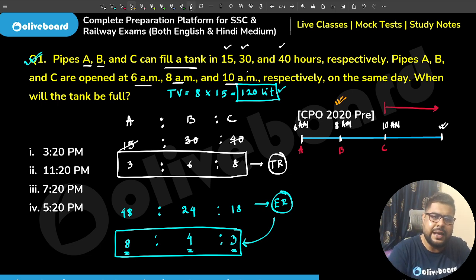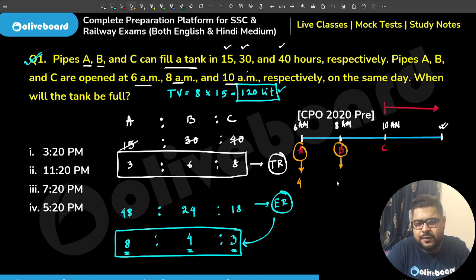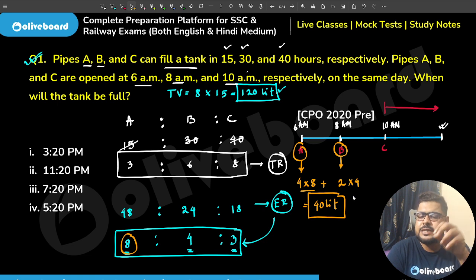So before 10 a.m., pipe A is already running for 4 hours, 6 to 10. And pipe B is already running for 2 hours. So how much water will they fill? Every hour, pipe A fills 8 liters. Every hour, pipe B fills 4 liters. 4 8s are 32 and this is 40 liters gone. So out of 120 liters, 40 gone. So 80 liters is to be filled during 10 a.m. and onwards.